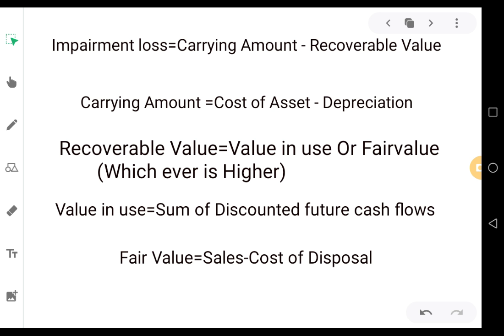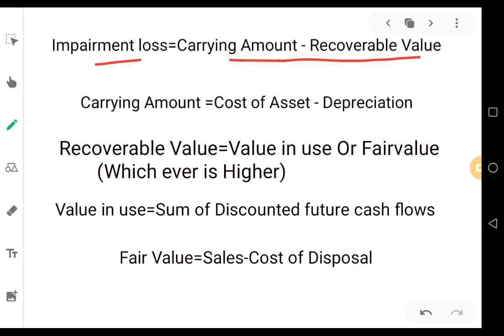Before going to the actual problem, let us recapitulate the equations or the formulas which are very much necessary for the computation of impairment loss. The first such equation is impairment loss is equal to carrying amount minus recoverable value.